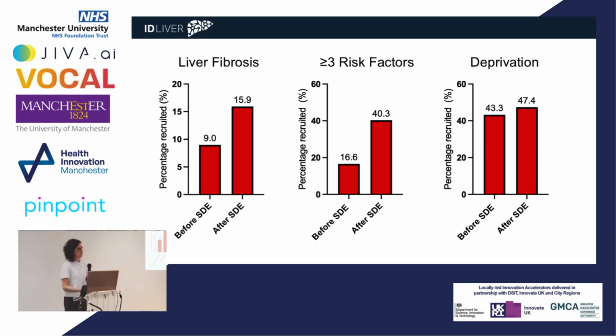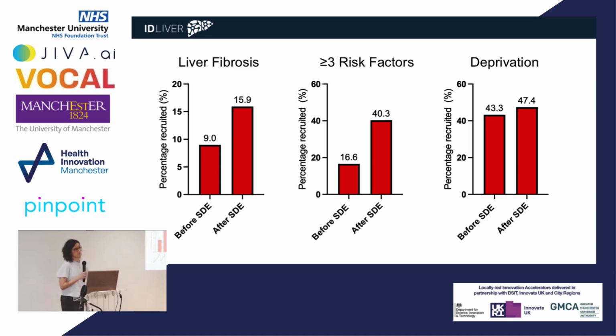But they also had more risk factors for liver disease. And they were also from areas of higher socioeconomic deprivation. So the deprivation assessment I've used here is people who live in a third of the greatest socioeconomic deprivation areas of the country. So you could see that went up as well. So we were seeing more socioeconomic deprivation, more risk factors, and therefore more liver fibrosis. So we achieved what we set out to achieve.